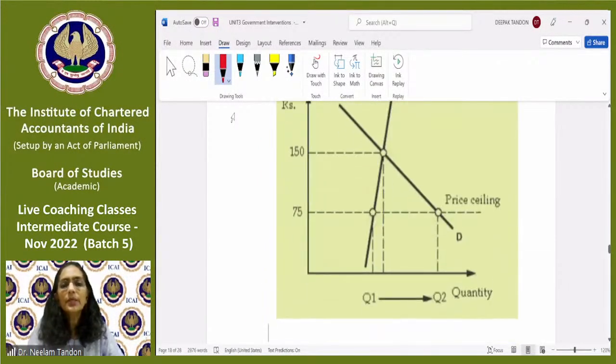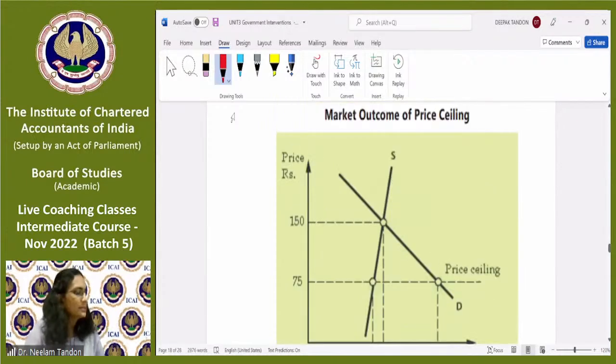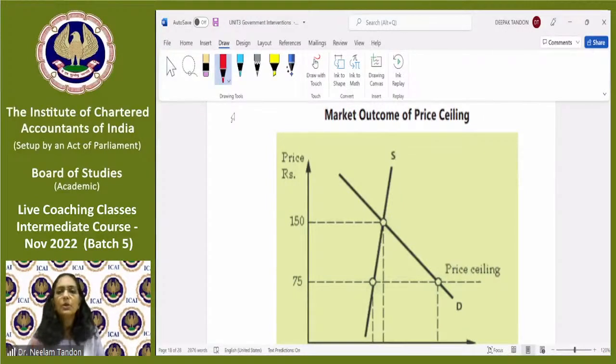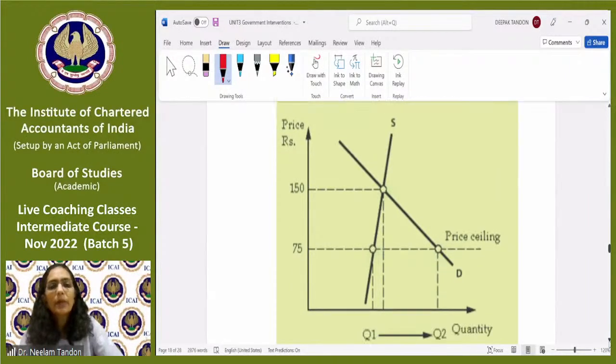Now the other case you can take is price ceiling. Price ceiling is the opposite of price floor. Price floor mein aapne kya kiya? You have fixed the price over and above the market price. Price ceiling is where you fix a lower price than the market price. What do you see in this case? What is the market price? Market price is 150, but you have quoted 75. This is done in rent control.